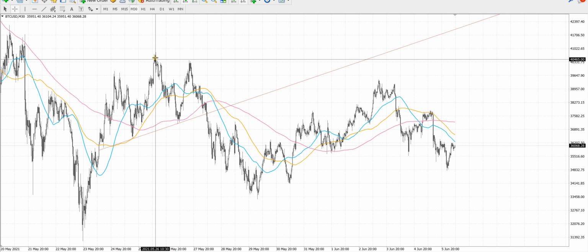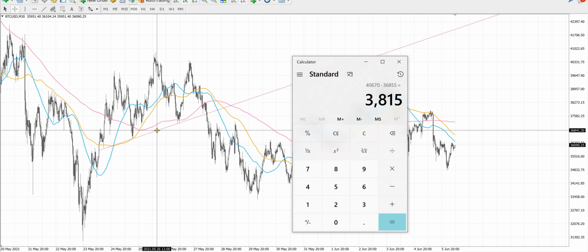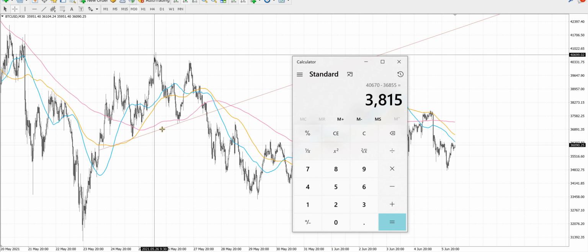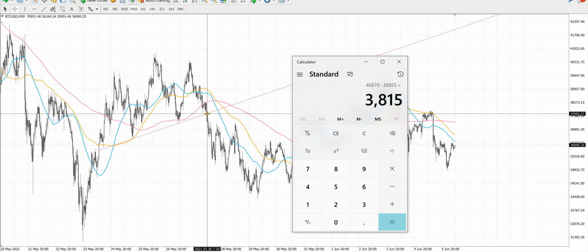By doing that, it gives you the depth of the head, which here goes from 36,869 to a height of 40,670. So we plug those numbers into our calculator. 40,670 minus approximately 36,855 gives us a price difference of 3,815. So what we would then do is, from where it broke down through the neckline, subtract 3,815.